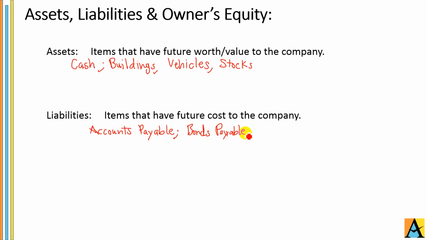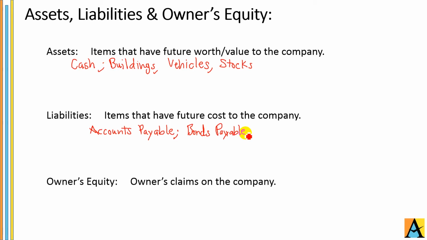Whatever the case may be, these are all items that you look at and say, one day, maybe not today, but in the future, the company will have to pay out for this liability. This will be a value leaving the company, because to pay it off, they'll have to pay in cash or something like that, which causes it to be a future cost.